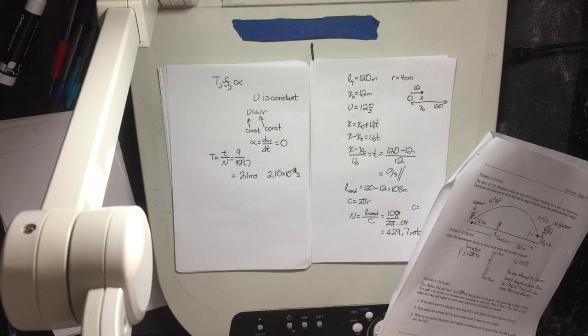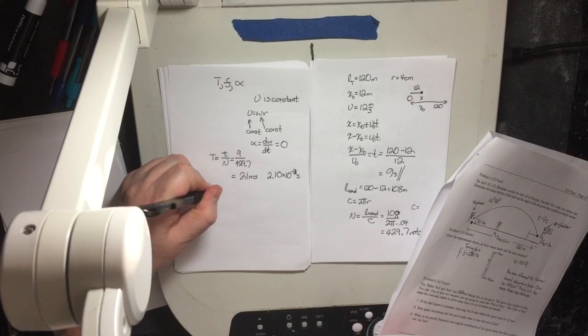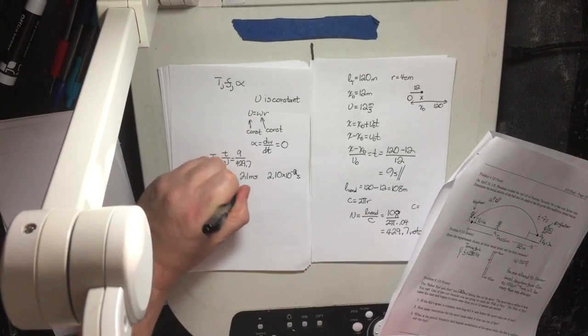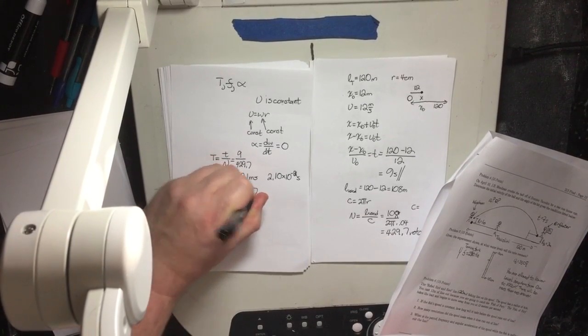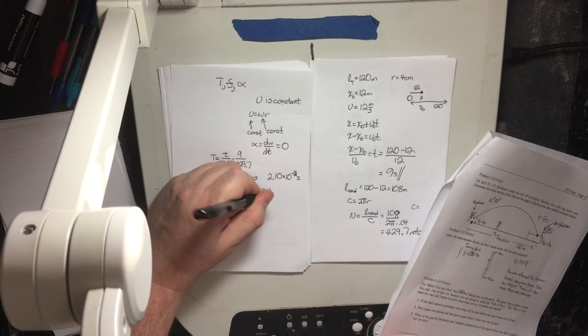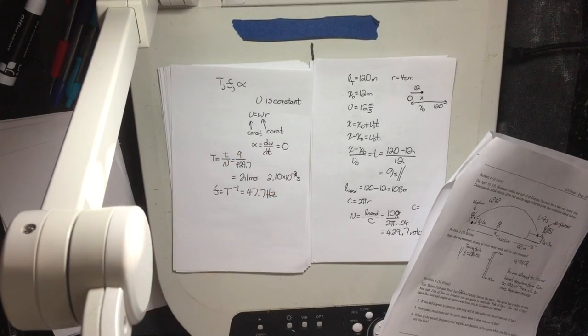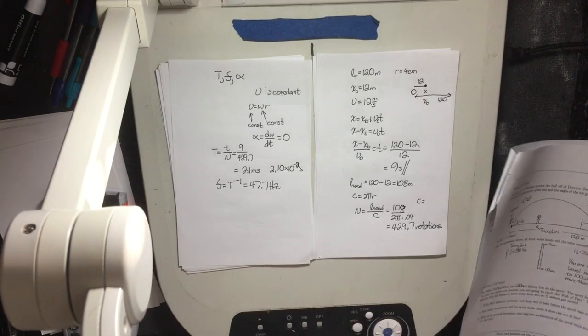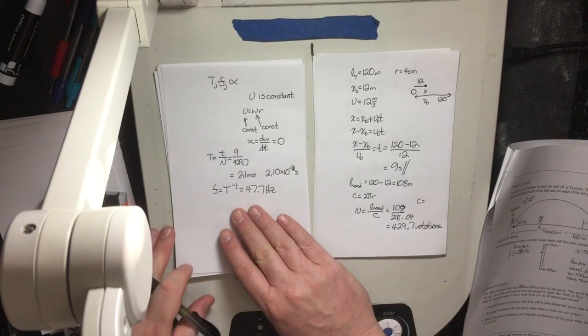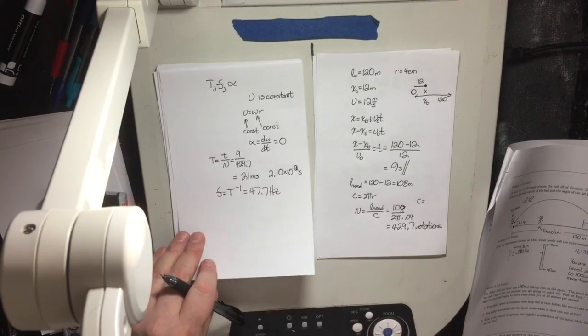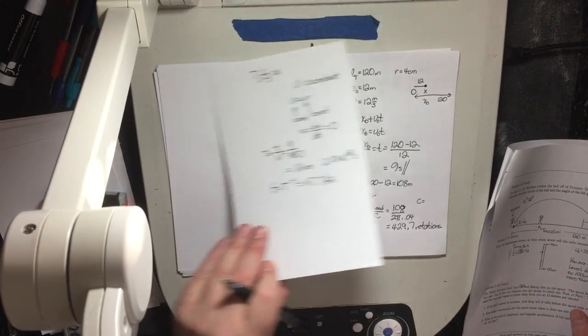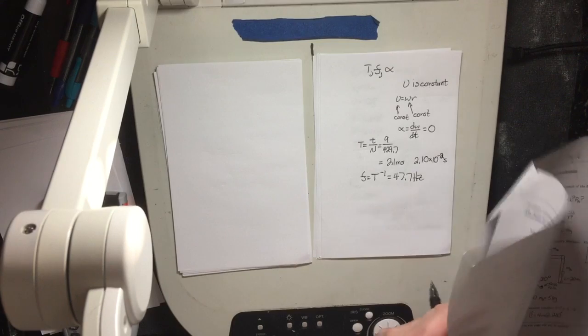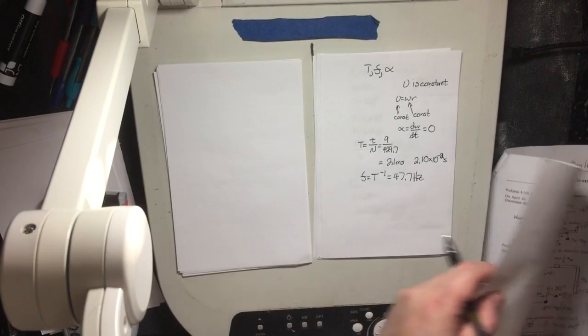Invert that to get frequency. Frequency is inverse period, 47.7 hertz. And so that is problem 6. And that is the RF Hader test from May of 16.